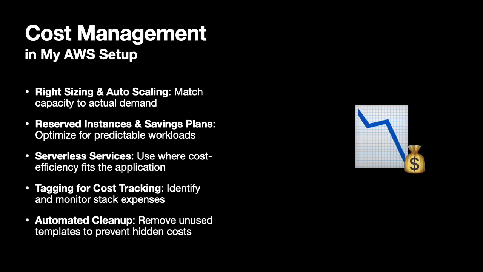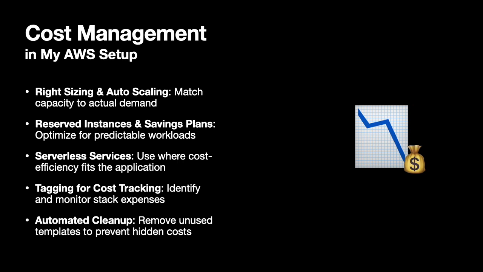I've applied several key strategies to keep AWS costs under control without sacrificing performance. First, I use instance right sizing and autoscaling to match resource capacity to actual demand, scaling up when needed and scaling down when it's not. For predictable workloads, I recommend reserved instances or savings plans. They offer significant long-term discounts.